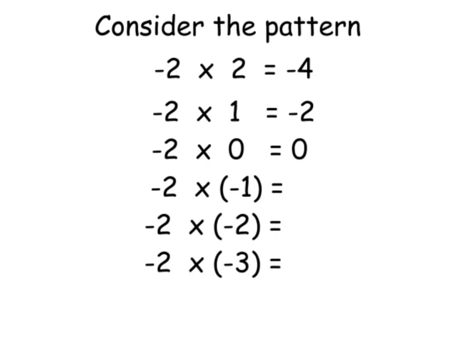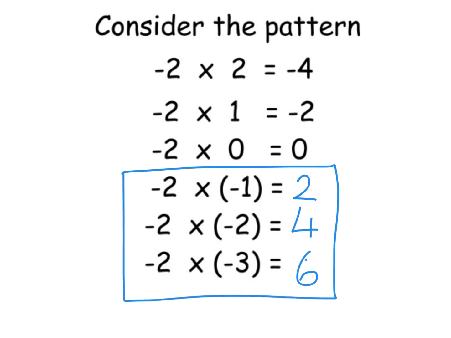Let's have a look at this number pattern. So this time I'm timesing everything by negative 2. So here from before is negative 2 times 2 is negative 4. Negative 2 times 1 is negative 2. Negative 2 times 0 is just 0. This time I'm going up in 2's. So this number would be 2, then 4, then 6. So what does that tell you about when you've got a negative times a negative? All my answers are positive.